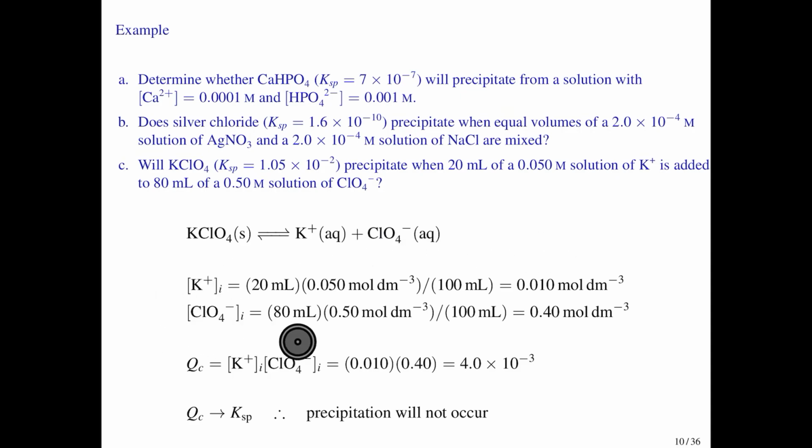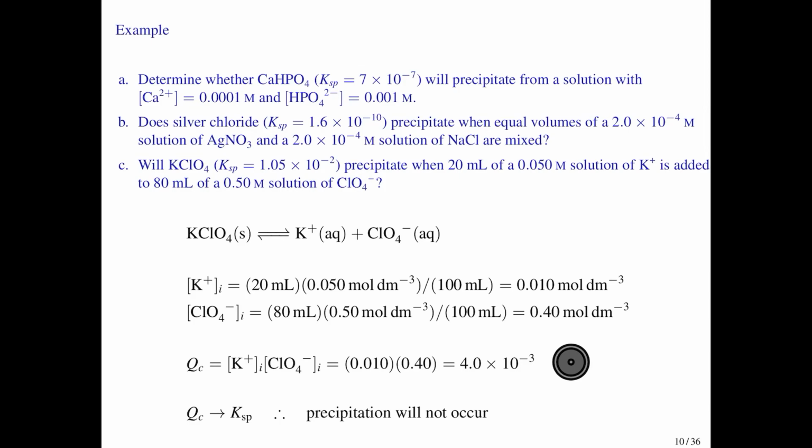And so here's the number we get for that calculation. And we do the same thing for the perchlorate ion concentration. In this case, it's 80 mils times a 0.5 molar solution divided by that 100 mils for the new solution to give us 0.4. Then we take these concentrations, plug them into the expression for Q to get a Q value of 4 times 10 to the minus 3.